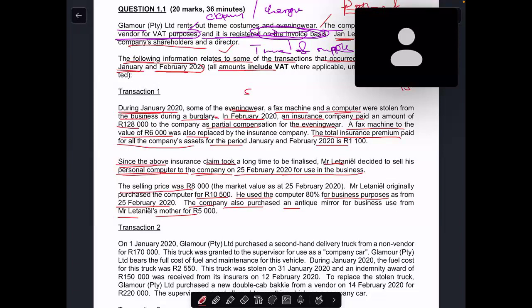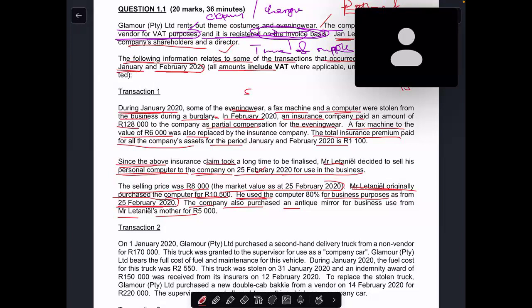The selling price was 8,000. The selling price was how much? 8,000. The market value is at 28 Feb 2025. That is the date in which the asset was what? Was sold. Mr. Letania originally purchased the computer for 10,500. He used the computer 80% for business purposes as from 25 Feb 2020.